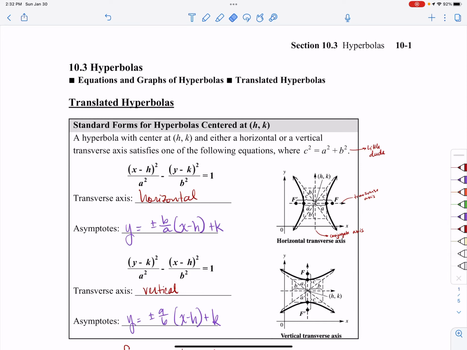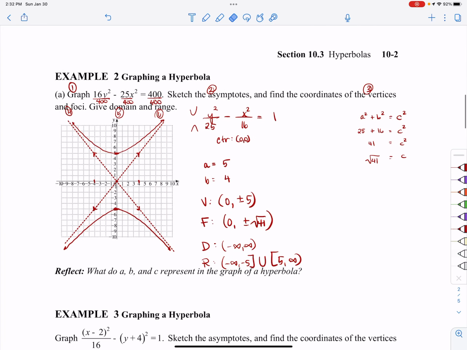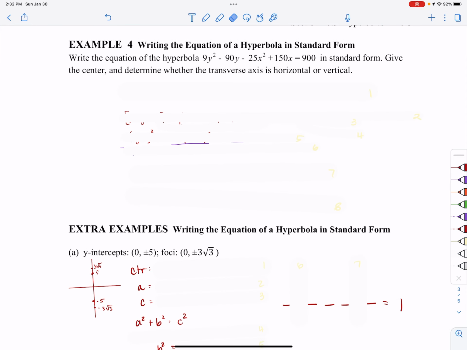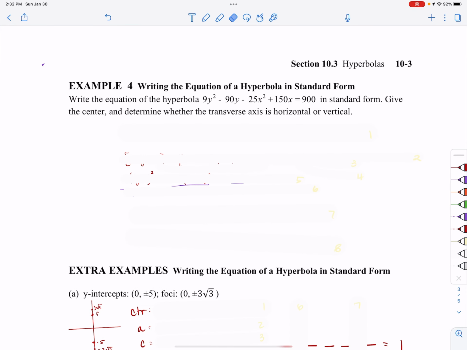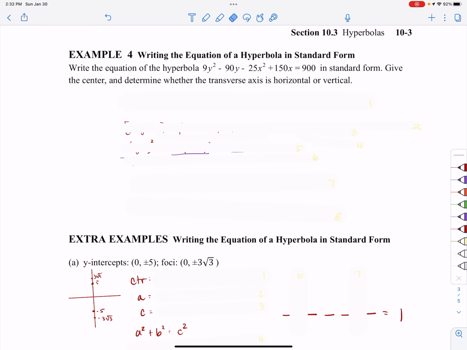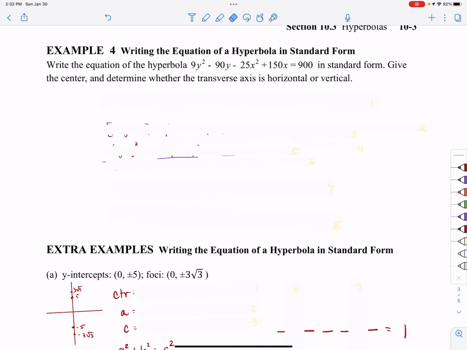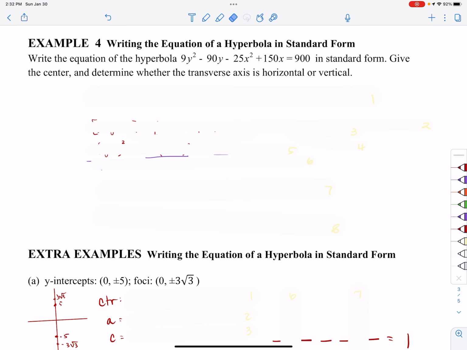Hey folks, this is going to be the third video for the hyperbolas, and we're going to talk in this video about writing equations for our hyperbolas. So if you can go down to example number 4, we will work through writing some equations, excuse me. So notice that we have here this standard form, all of this in here.